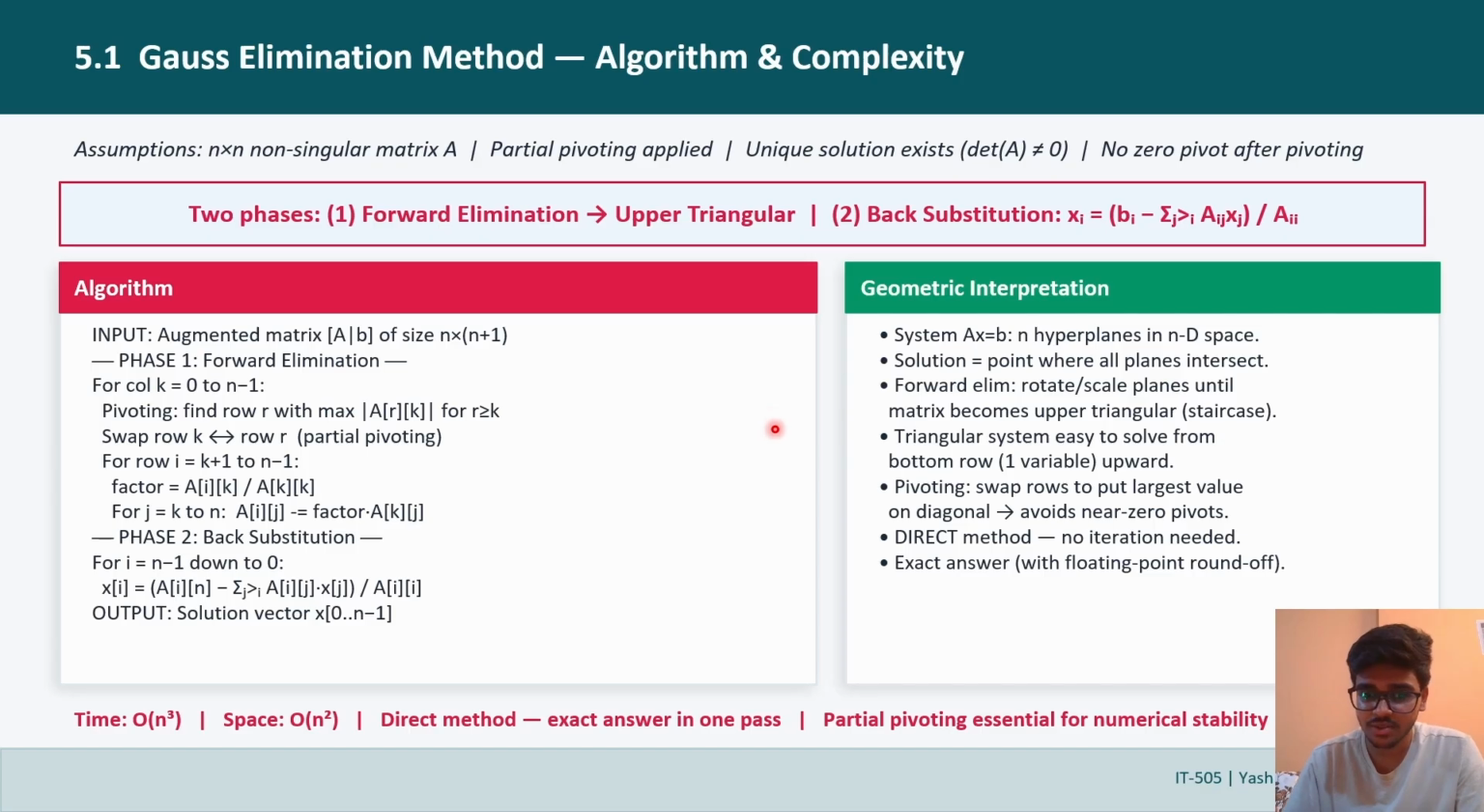The time complexity is O of n cubed, space complexity is O of n squared. The direct method gives the exact answer in a single forward-backward pass, subject only to floating point round-off, and partial pivoting is essential for numeric stability.